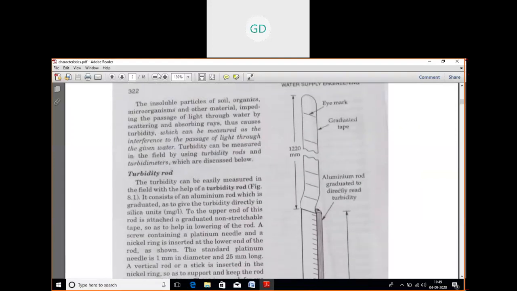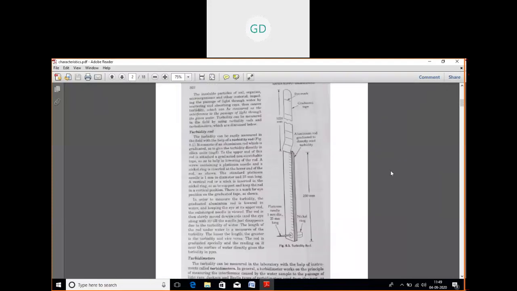So this is your turbidity rod. This diagram is the turbidity rod that I was telling you about, and it is used in practical fields. Here there is an eye mark. This is a graduated tape, which is non-stretchable. This whole part is an aluminum rod. This is a nickel ring. Then there is a platinum needle here, a needle of 1 mm diameter and length 25 mm.